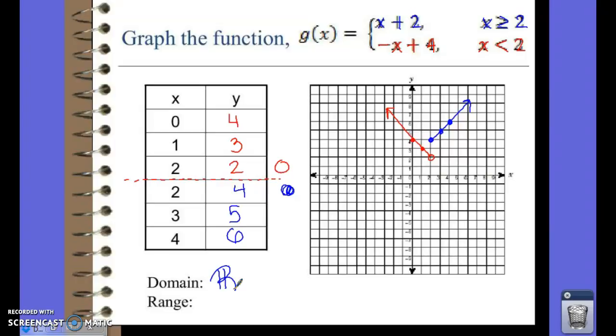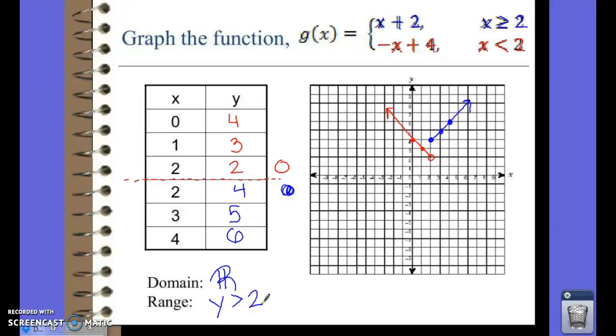What about my range? Is my y ever going to be negative? Is my y ever going to be 1? Is my y ever going to be 2? It gets infinitely close to 2, but it's never actually 2 because it's an open circle at 2. So my y's are going to be greater than 2, but not equal to 2.